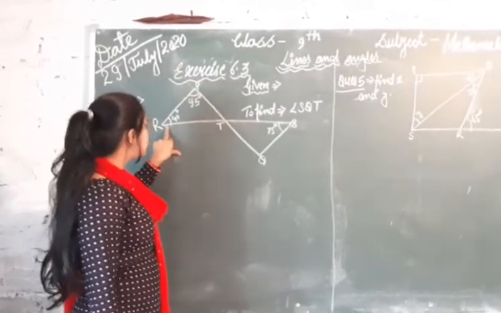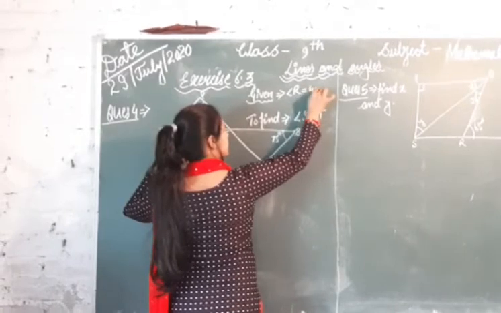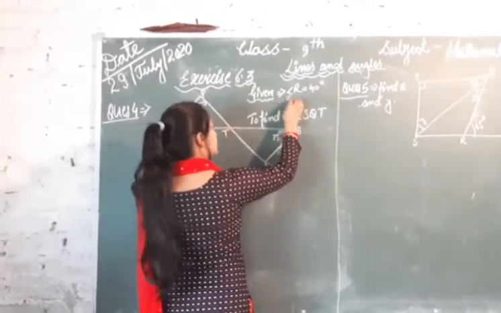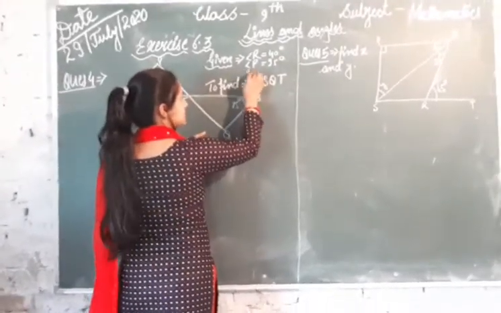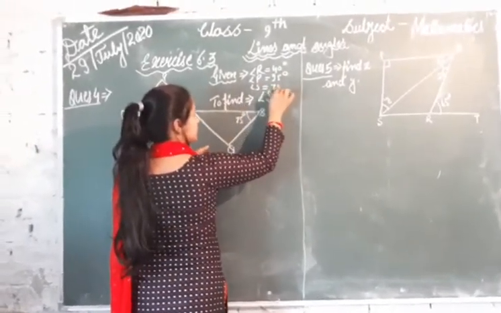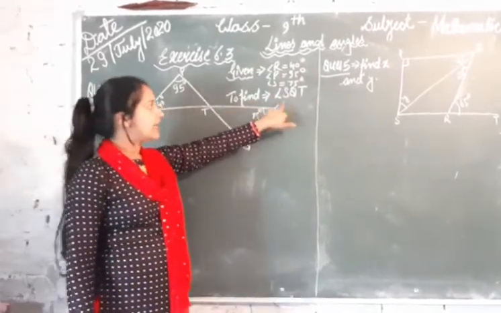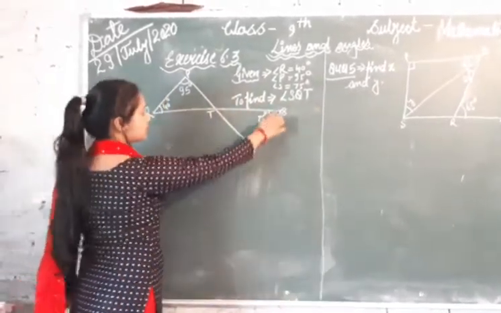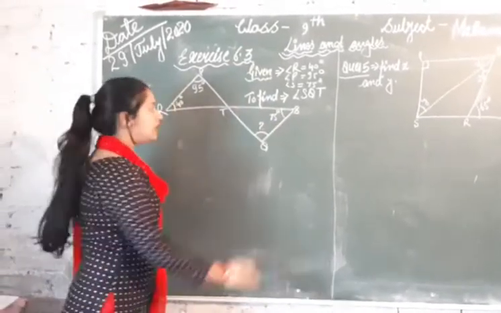Angle R is given, you will write it, angle R is equal to 40 degree, angle P is given, that is equal to 95 degree, and angle S is given to you, equal to 75 degree. And what to find? To find is angle SQT. That means you have to find this angle SQT. Okay, let it be x.